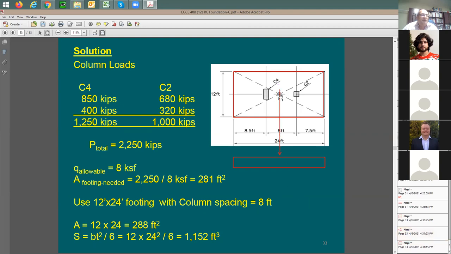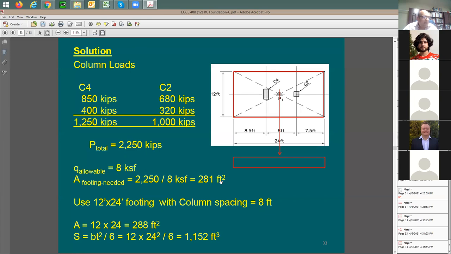If this resultant is right in the center of the footing, it means no moment at all. So I'm going to take this value and divide it by that allowable, and figure out how much footing I need in terms of contact area, length by width. It says here 281 square feet.